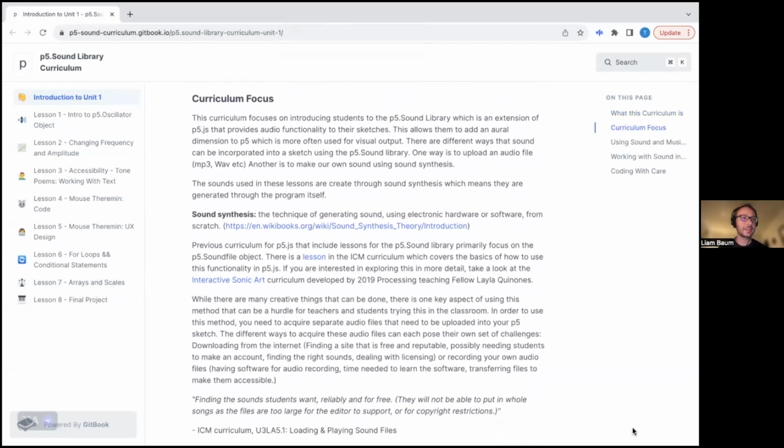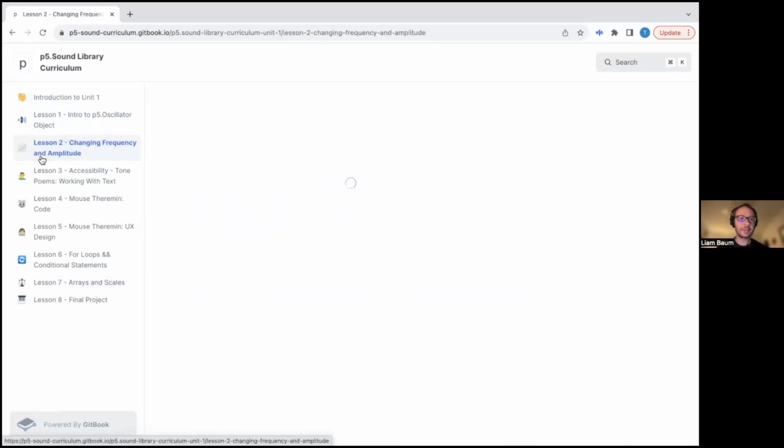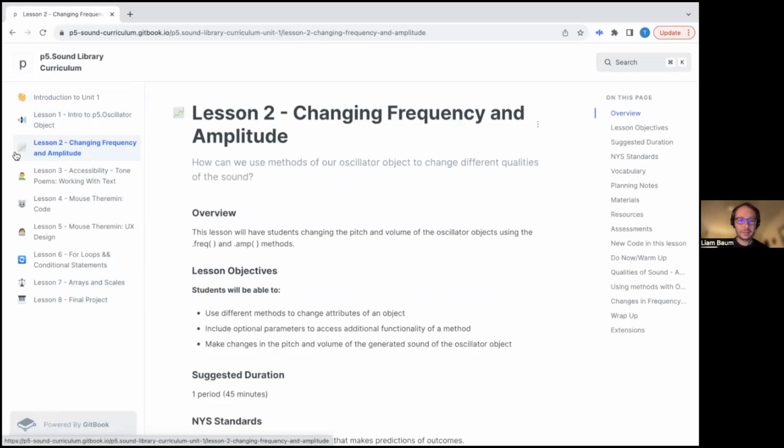So you can see there on the left, it's 8 lessons. We start with just an introduction to the basic oscillator object, which is sort of the foundation for sound synthesis. From there, we get into just changing frequencies, changing amplitude, so some basic methods that go along with that and getting students to think about that. So yeah, you can scroll down through here.